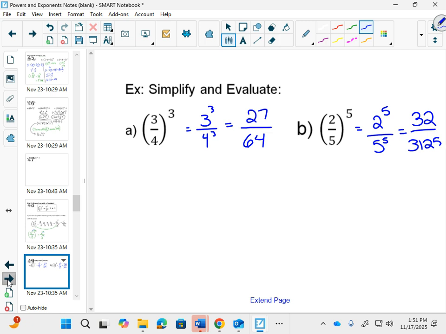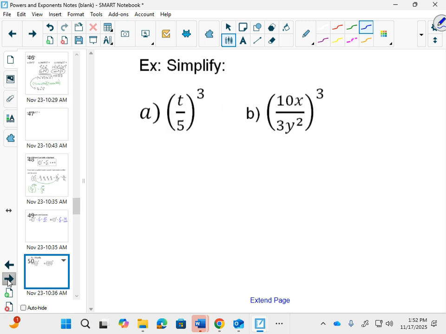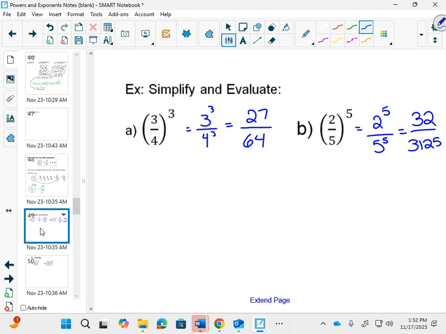Times 5, 3,125. That's how much money I spent this weekend. That's a lot of money. Wait, what was the answer? Oh, I can write it here. Let's see it again. 32 over 3,125.